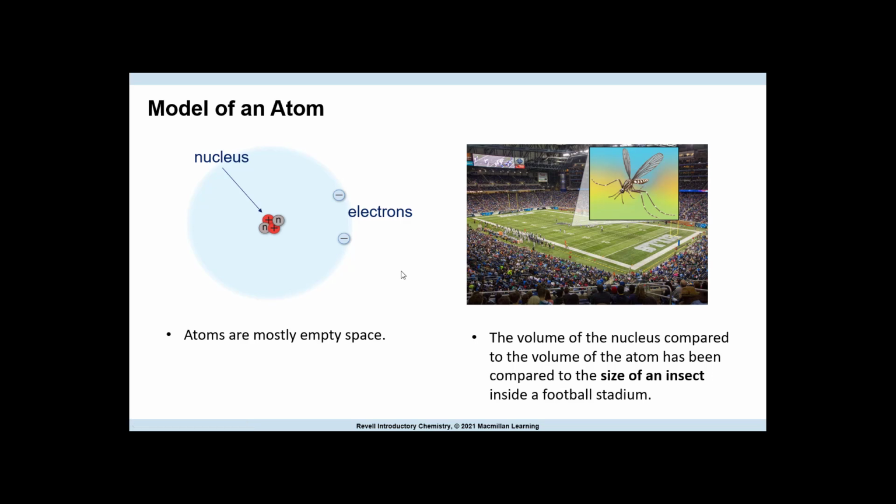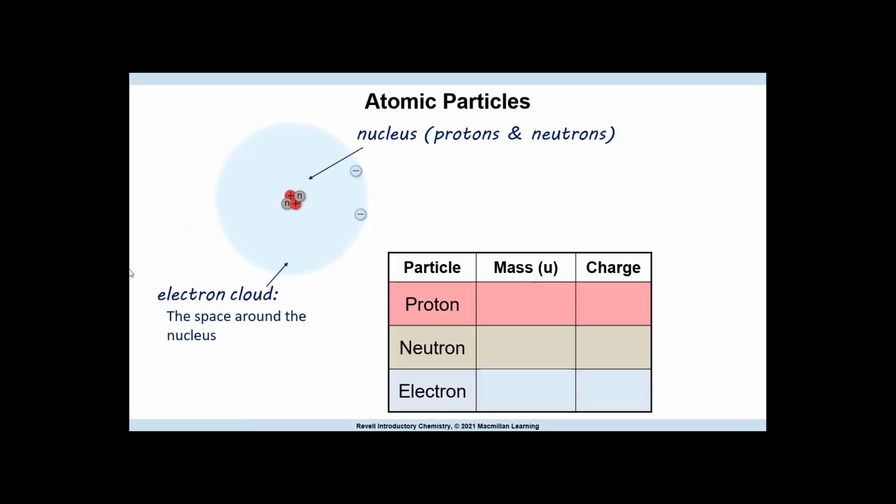So there's a lot of volume. However, in the center, it's very, very tiny compared to what the electrons can live in. So the atoms are mostly empty space. And what we call this is an electron cloud. This blue is the electron cloud where the electrons exist. Okay, so now let's take a look at giving you more, see, I put it here, the space around the nucleus.